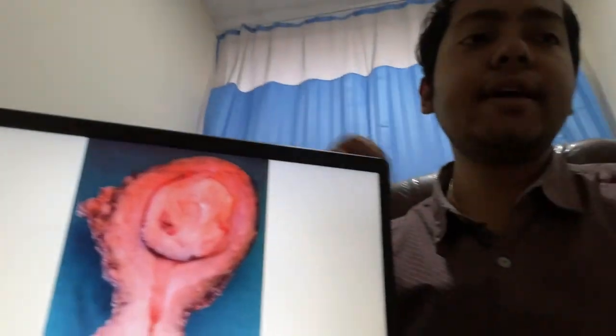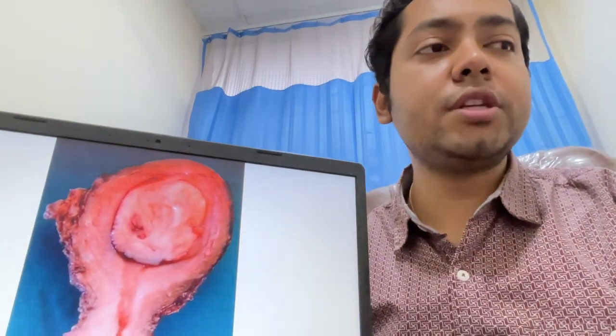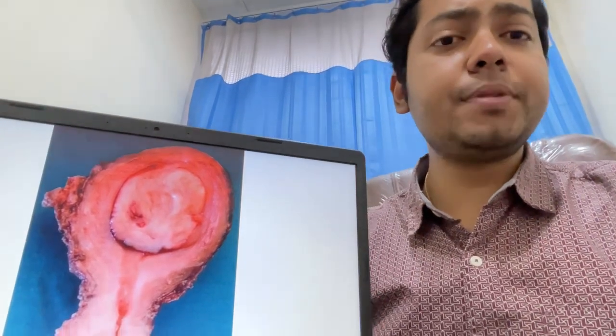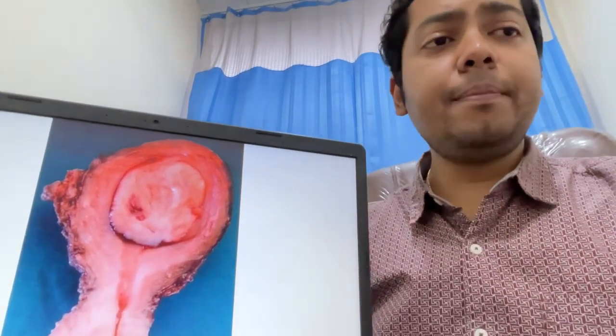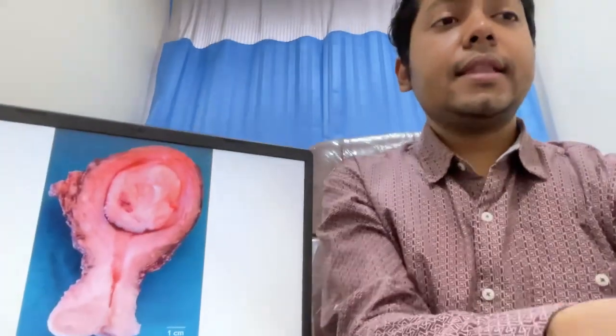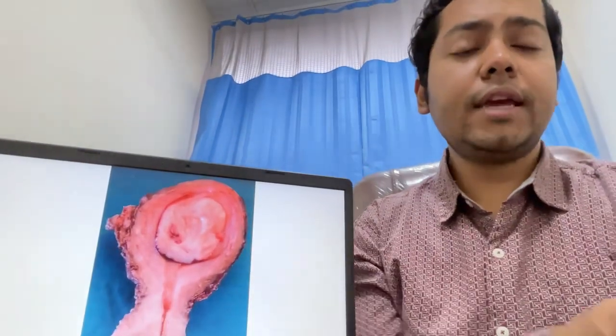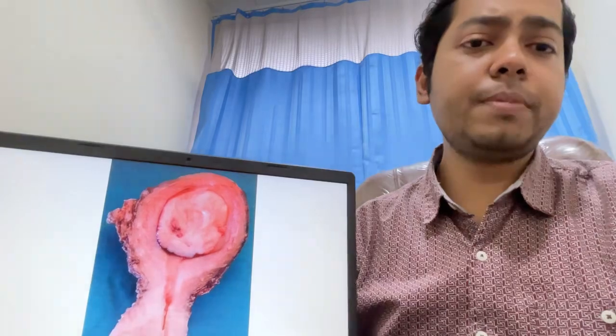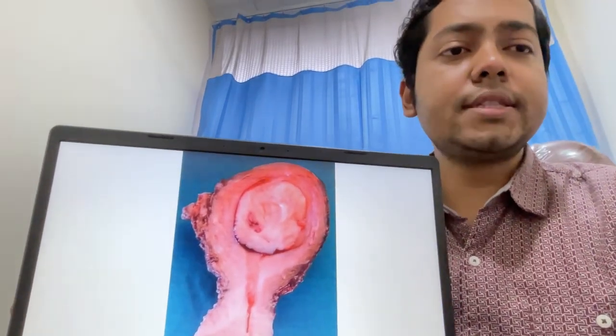What did we study about the age of the patient? The age of the patient will be between 40 to 50 years. She is premenopausal. What complaints might the patient have come with? Number one, heavy menstrual bleeding. Then there might be complaints of intermenstrual bleeding, dysmenorrhea, severe dysmenorrhea, that is pain during menses. So these are the symptoms.